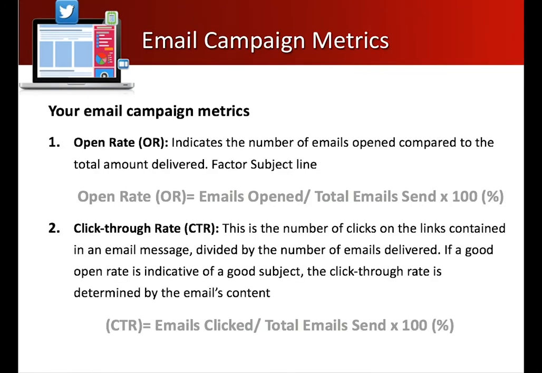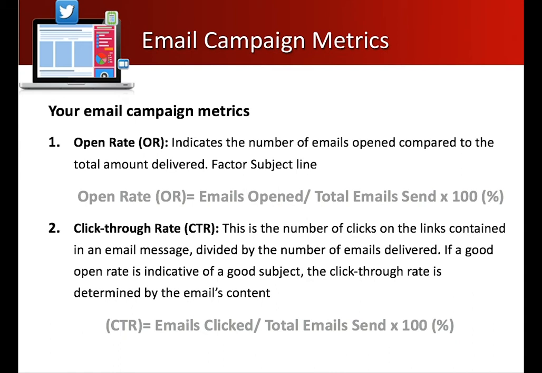So let's move to email campaign metrics. Open rate. That indicates the number of emails opened compared to the number of emails sent. The most important factor that prompts somebody to open an email is the subject line. So if your open rate is low, you probably want to change the subject line and send that email again. The way you calculate open rate is the total emails opened divided by total emails sent multiplied by 100.